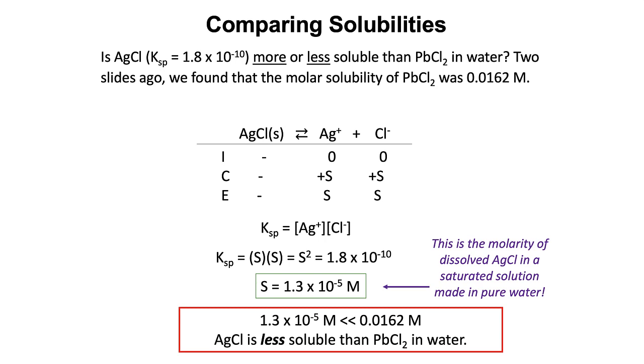So again, we really don't want to compare KSP values. We need to compare molar solubilities, but since that's our physical property, once we calculate that, we can compare those and conclude silver chloride is less soluble.